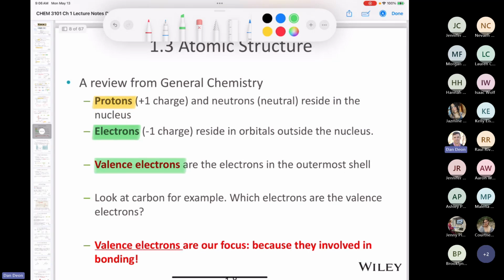Now, just to review, if I was to ask you to come up with the electron configuration of carbon, could anybody tell me what the electron configuration of carbon is? It's going to be 1s. Anybody? Could help me out with that? If you look at a periodic table, where would I start for carbon? How many total electrons does carbon have? Total electrons. If you look at a periodic table, how many total electrons does carbon have?